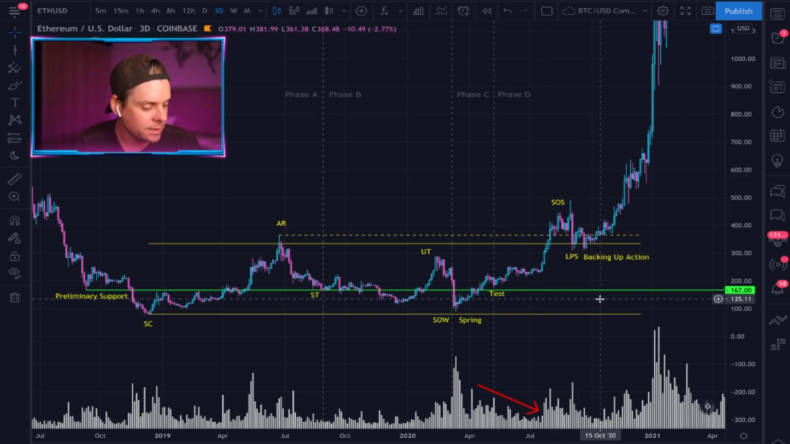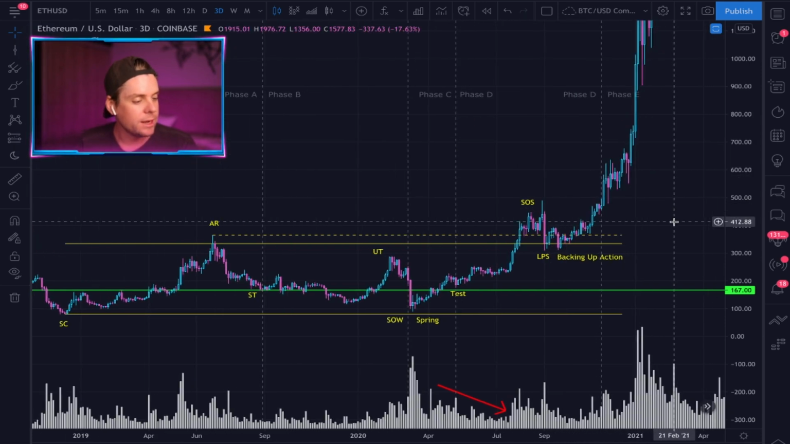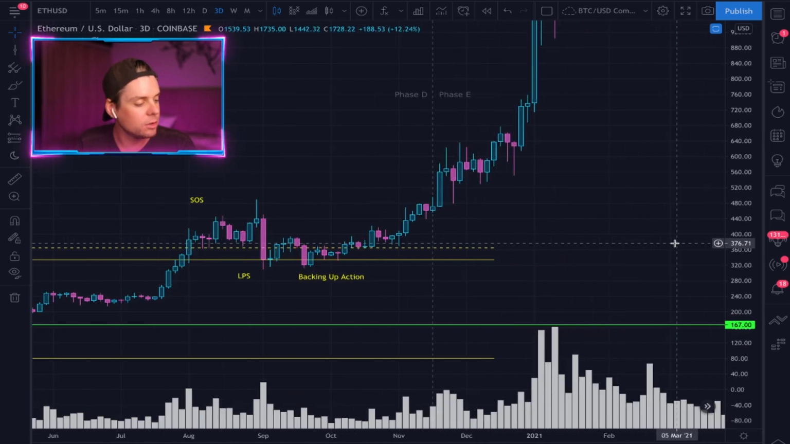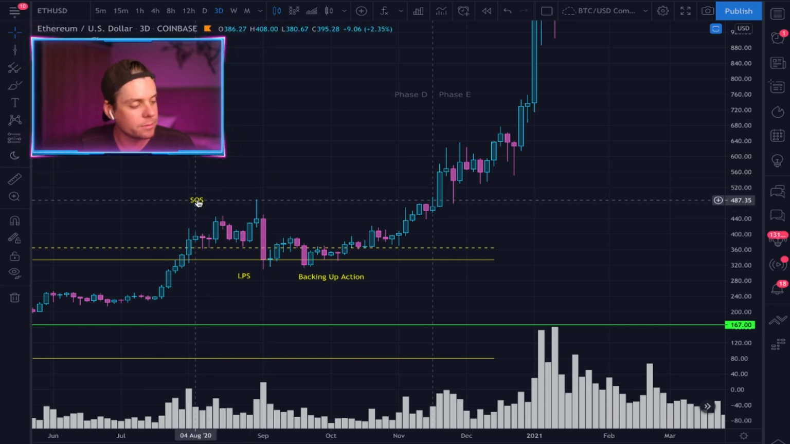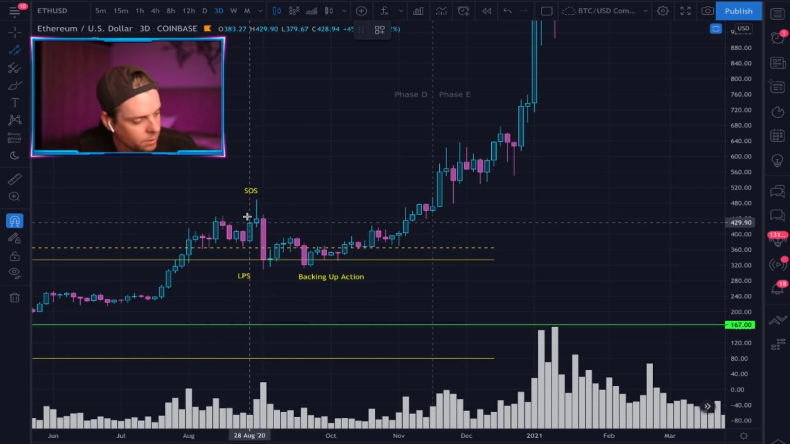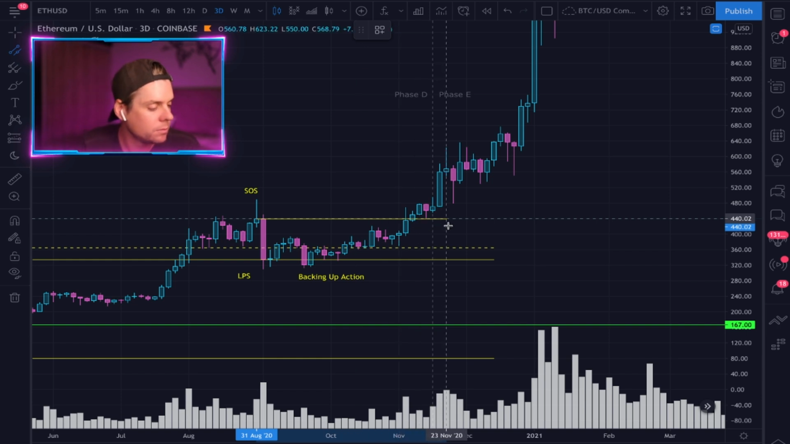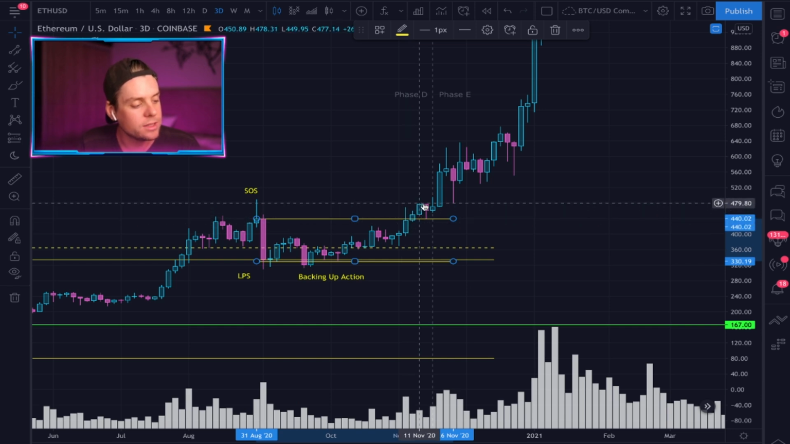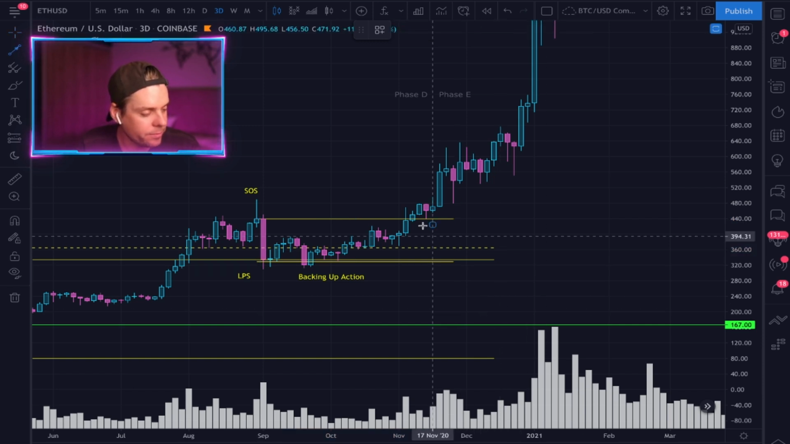And we are in phase D. And we got our phase E, which is markup. Now the backing up action can also be interpreted as its own trading range. I often do this: I'll look at the backup action after we get our sign of strength. We mark the other trading range. And you can see very similar action, very similar structure. We get our sign of strength, we get our test, and from that point on, we enter markup.